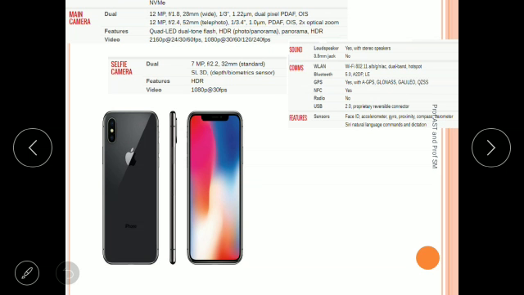Communication: you can see wireless LAN is there. We have Wi-Fi 802.11, Bluetooth 5.0, GPS is present. NFC, which stands for near field communication, is also present. Radio is not present, USB is there. Some additional features are there, such as Face ID, accelerometer, gyro, proximity sensor, Siri natural language commands and detection. I hope all of you know what Siri is.